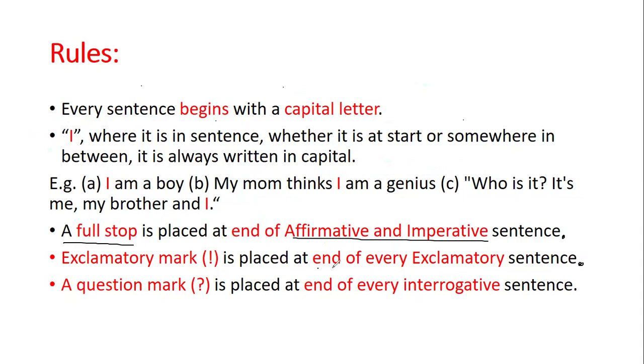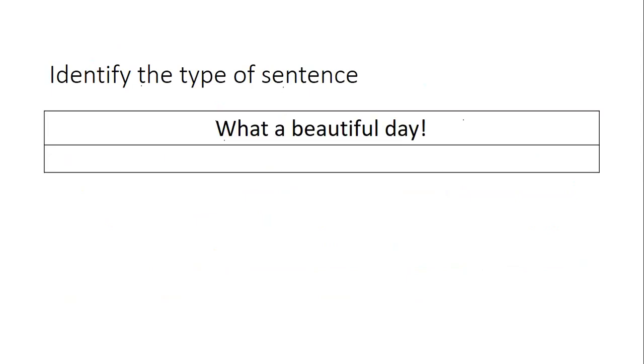Exclamatory mark is placed at the end of the exclamatory sentence. A sentence which expresses a very strong meaning. At the end of that sentence, you should always put an exclamatory mark. A question mark is placed at the end of every interrogative sentence. So, these are the basic rules that you should always follow while reading, writing sentences, types of sentences.